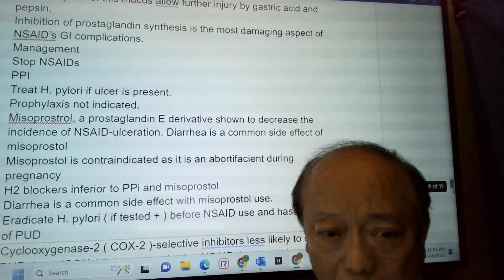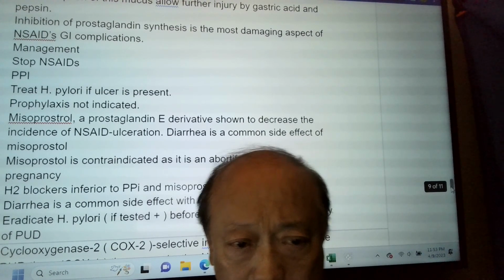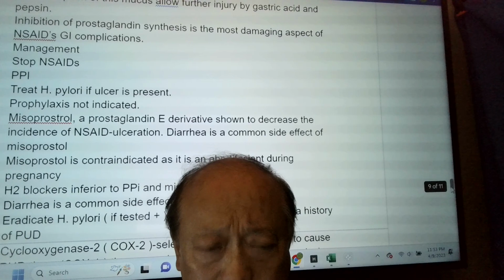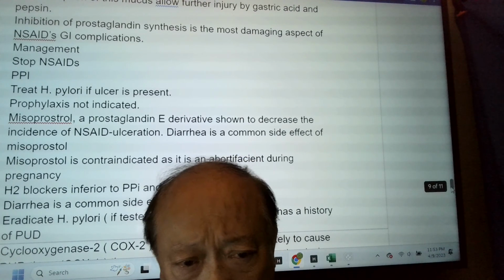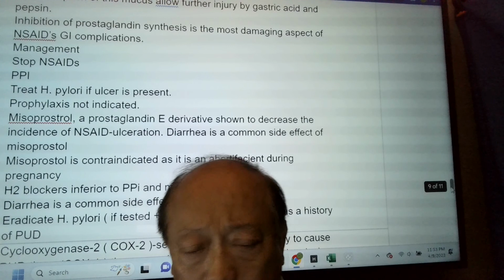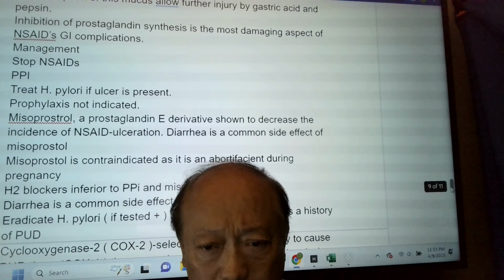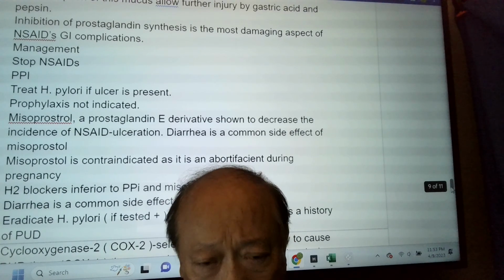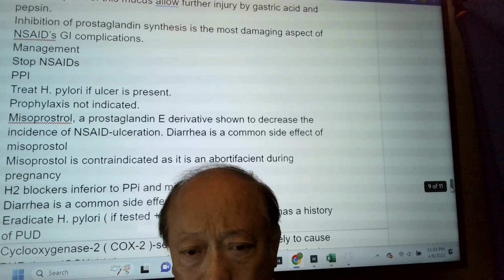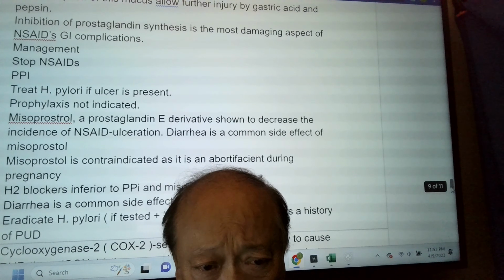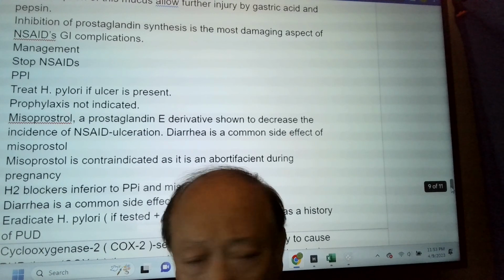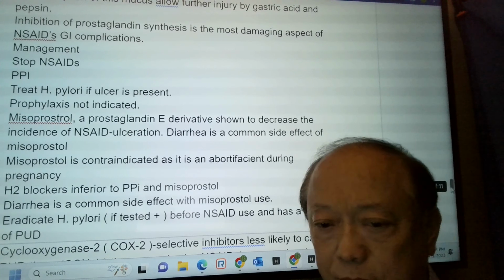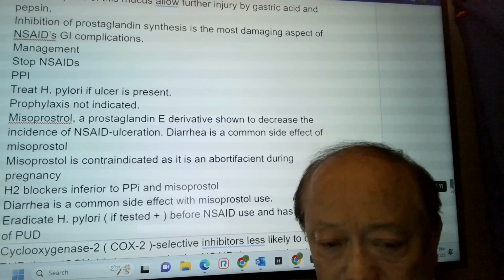Management: stop NSAID use, start PPI, treat H. pylori if ulcer is present. Prophylaxis is not indicated. Misoprostol, a prostaglandin E derivative, has been shown to decrease the incidence of NSAIDs-related ulceration. Diarrhea is a common side effect of misoprostol. Misoprostol is contraindicated during pregnancy as it can be abortifacient.